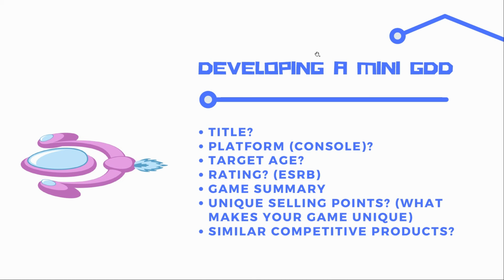So developing a mini GDD, we have to, of course, think about the title of our game, the platform or console. So for example, is our game going to be on Android or iOS or Windows or, I don't know, Mac or PlayStation? So you have to have a clear idea of what platform your game will be on. The target age, so who will play my game? Is it a game for kids between 3 and 10 years old, or is it a game for adults? So it depends on whatever your game is about.